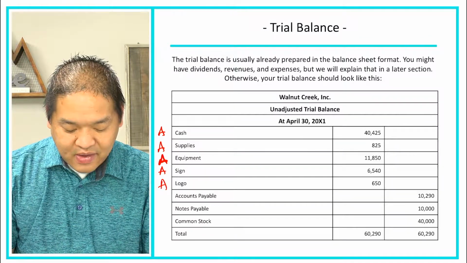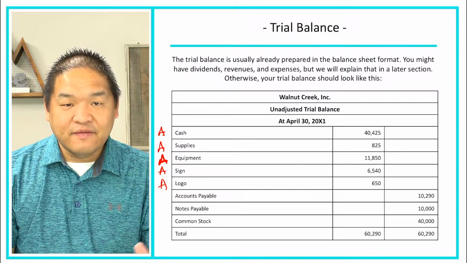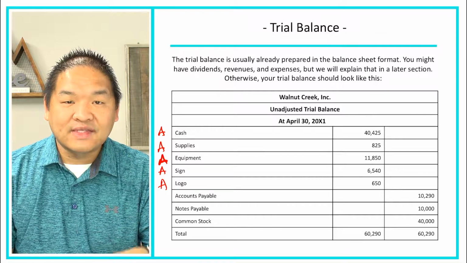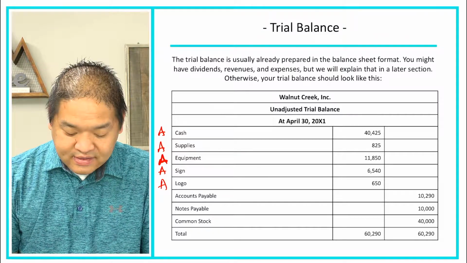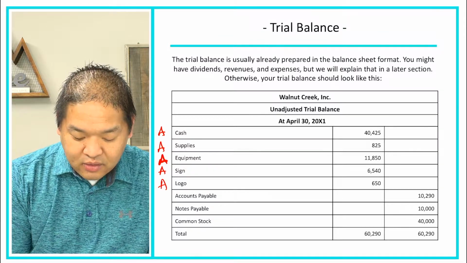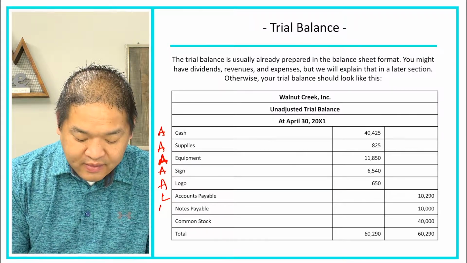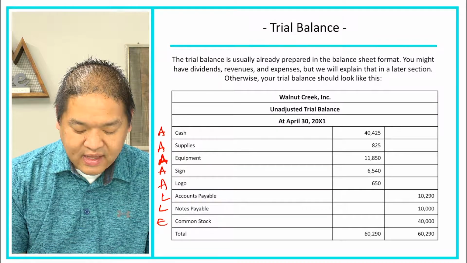Cash is obviously a benefit. Supplies is a benefit. Equipment is a benefit. So all of these are things that provide a benefit to the organization over time. All right, accounts payable. Payable means that we owe, so that's a liability. Notes payable means that we owe, that's a liability. And then common stock is an equity account.